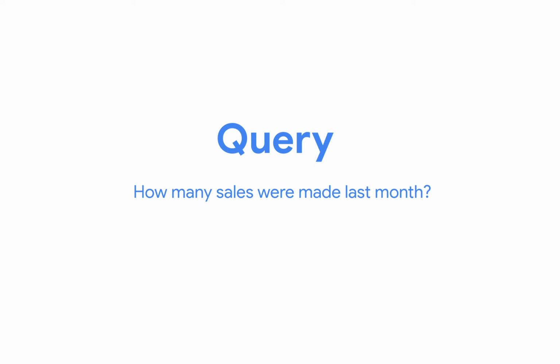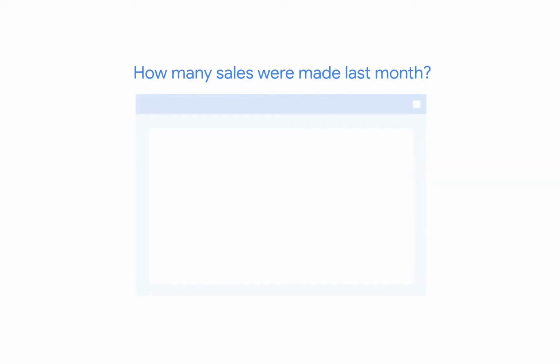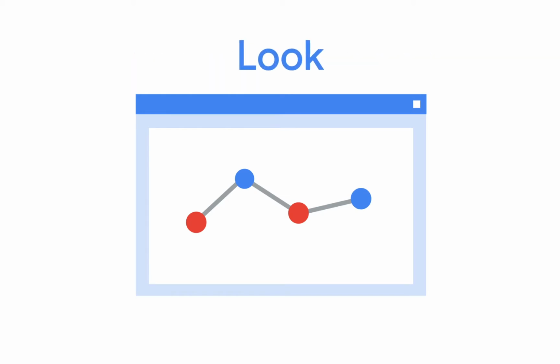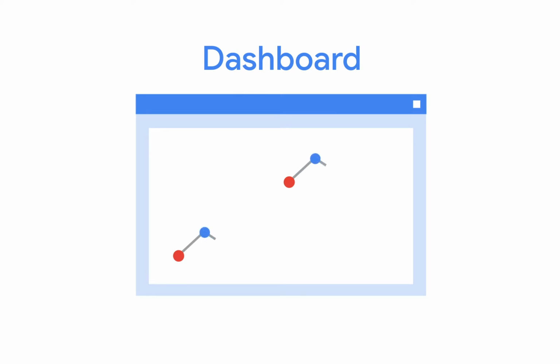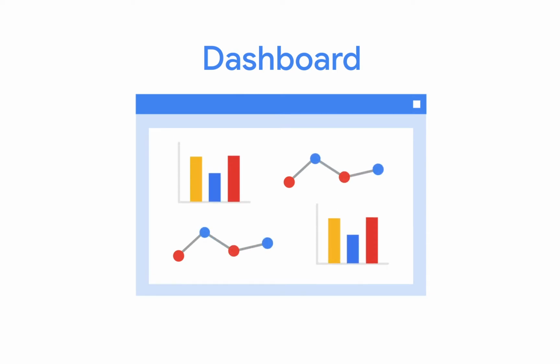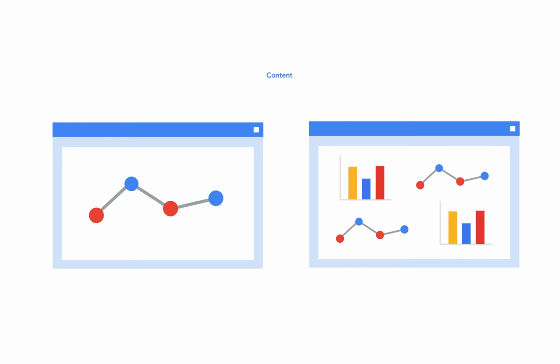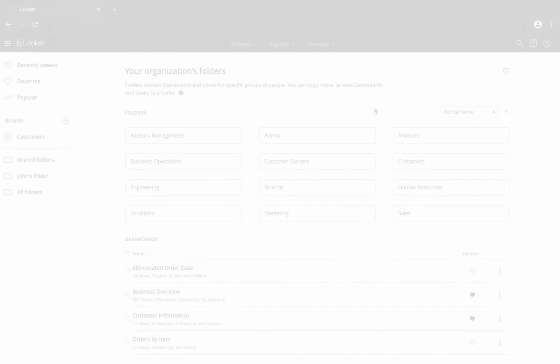The results of asking a single question, a query, can be saved as a report. In Looker, these reports are referred to as looks. Or we can view a dashboard, which typically shows the answer to a bunch of related queries, all on one page. Looks and dashboards are often referred to as content. So now, let's get started.